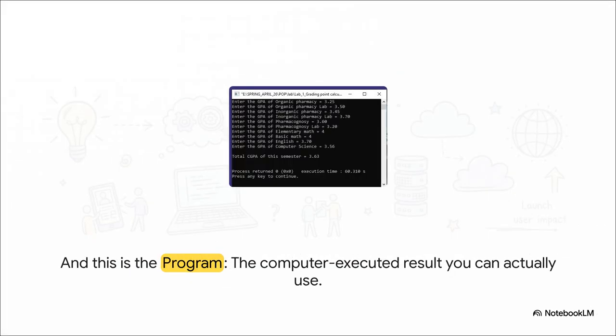And this is the program. After that code gets translated, this is what you get. An actual application that runs, asks you for input, and gives you a result. It's the thing that does the job. You go from the written instructions, the code, to the final working tool, the program.